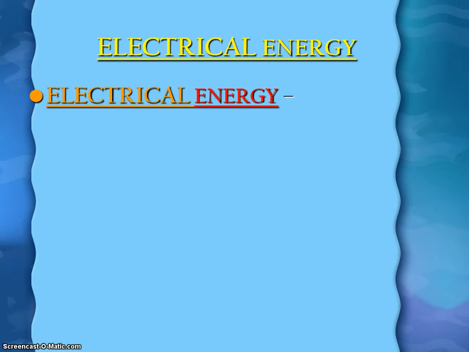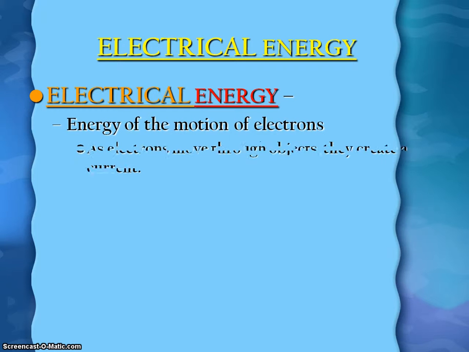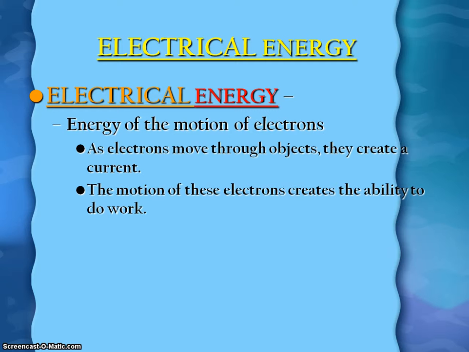Our electrical energy is going to be movement of electrons. So we're getting more to the scale of the atoms, down to the atom stage. The movement, or transfer, of electrons is going to be our electrical energy. When these electrons move through objects, that's going to create a current. A very good conductor that we've talked about before would be copper. Electrons can move very easily through copper, and that movement of electrons is going to allow for that current to occur.